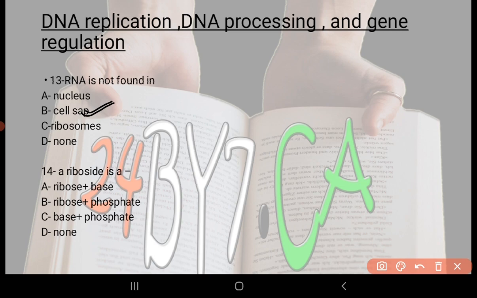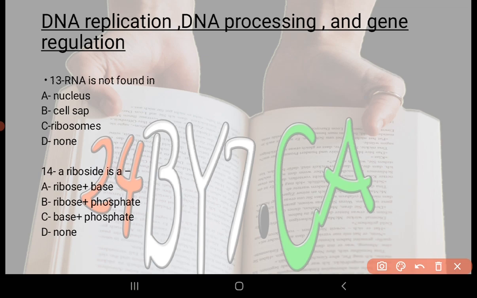Next question. A riboside is A. ribose plus base, B. ribose plus phosphate, C. base plus phosphate, or D. none. So the right answer is option A, ribose plus base. So ribose and base mix together to make a riboside.